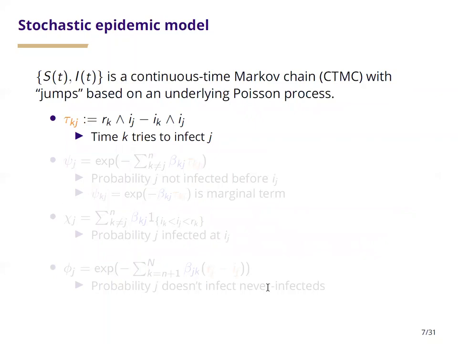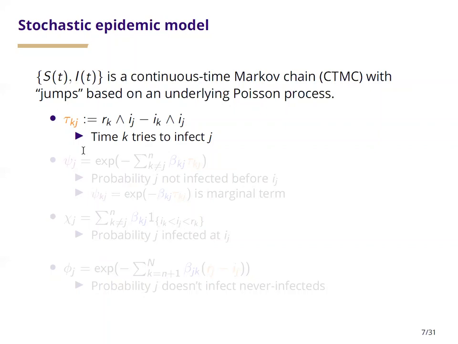Now this stochastic epidemic model can be understood as a bivariate continuous time Markov chain or a Markov jump process with the transition probabilities or jumps being based on an underlying Poisson process. A key quantity here, a time quantity in orange, will be tau kj. This is the time that the kth individual tries to infect J.